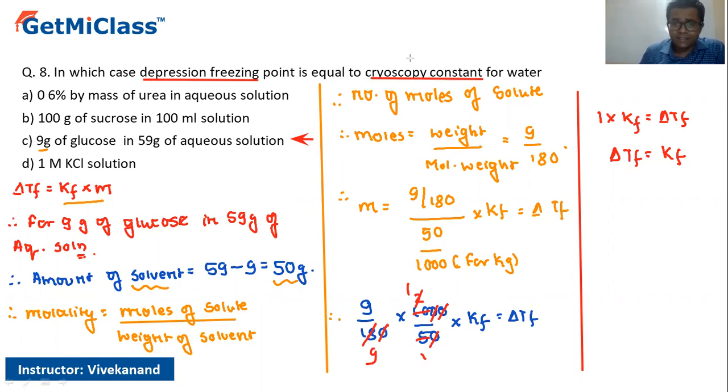Now, let's try to understand the other aspects. If the number of moles increases, the depression in freezing point increases, so that value surpasses the value of Kf. The same goes true with any of the other options. So therefore, the answer over here is the option C. Option C serves to be a perfect answer.